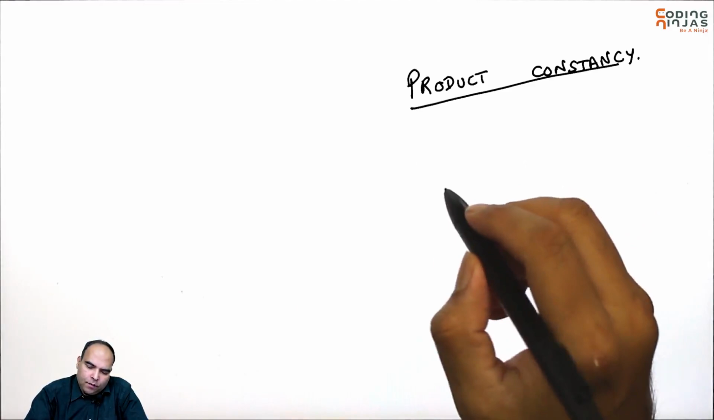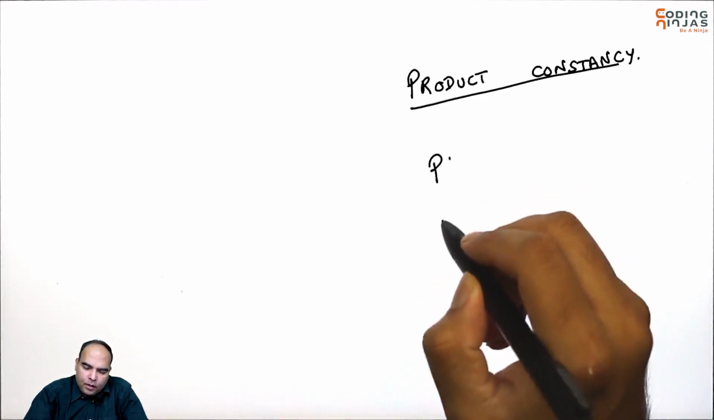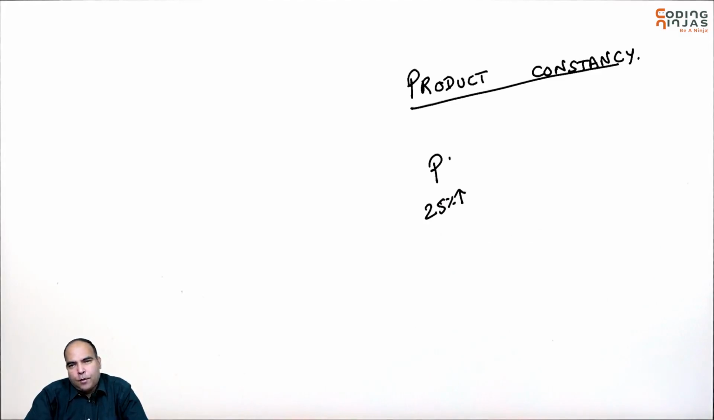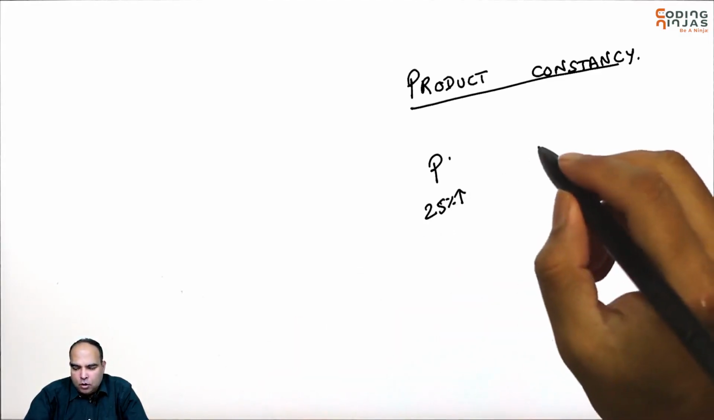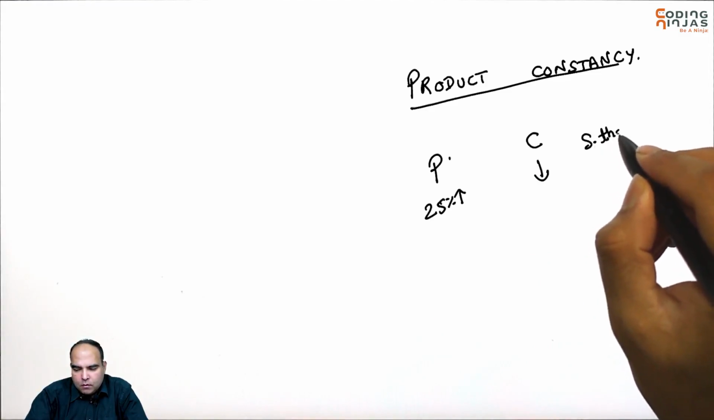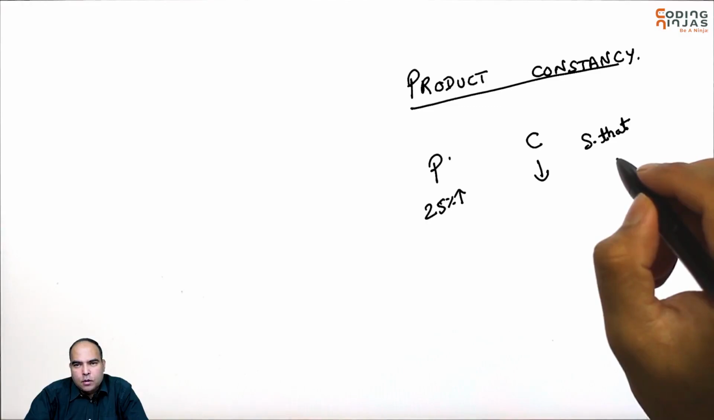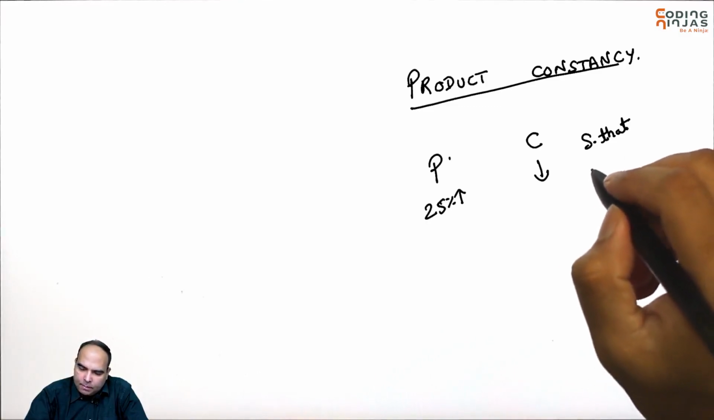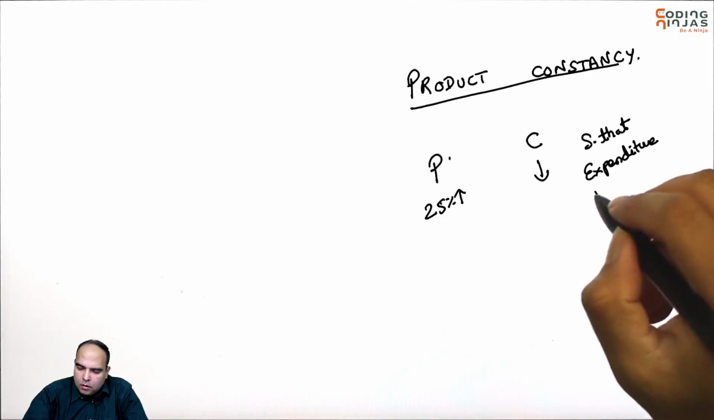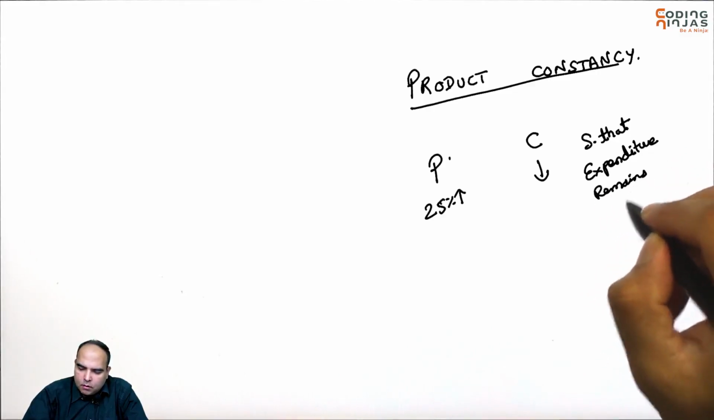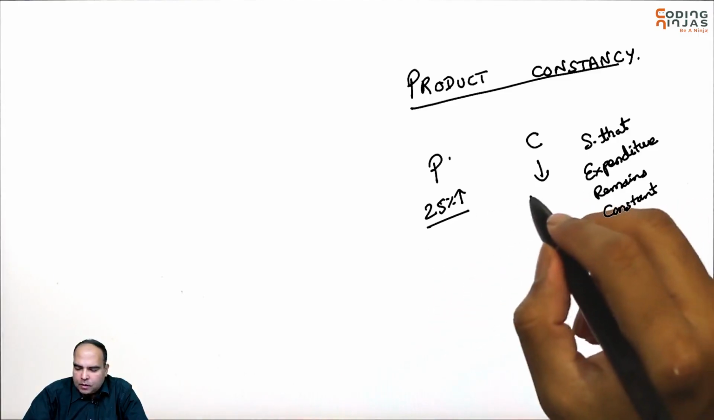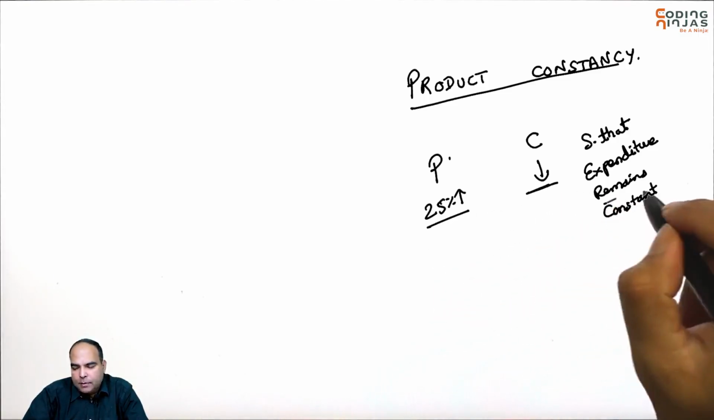Let's say you are given a situation where the price of a commodity has gone up by 25%, and you are asked to reduce the consumption such that the expenditure remains constant. Price has gone up by 25%, consumption has to come down such that the expenditure remains constant.